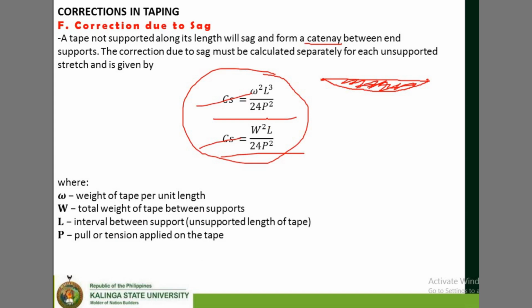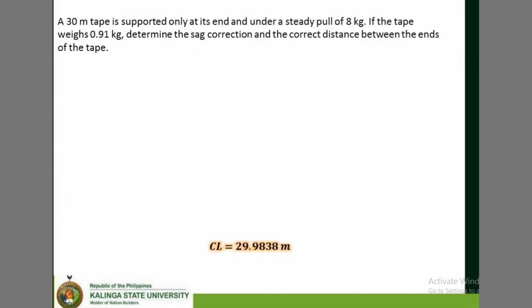Let's have an example for this correction due to sag. A 30-meter tape is supported only at its end and under a steady pull of 8 kg. If the tape weighs 0.91 kg, determine the sag correction and the correct distance between the ends of the tape. So again, what are the given? We have the weight of the tape, that is 0.91 kg. Again, we are pertaining to steel tapes. The length is 30 meters and the applied pull is 8 kg.